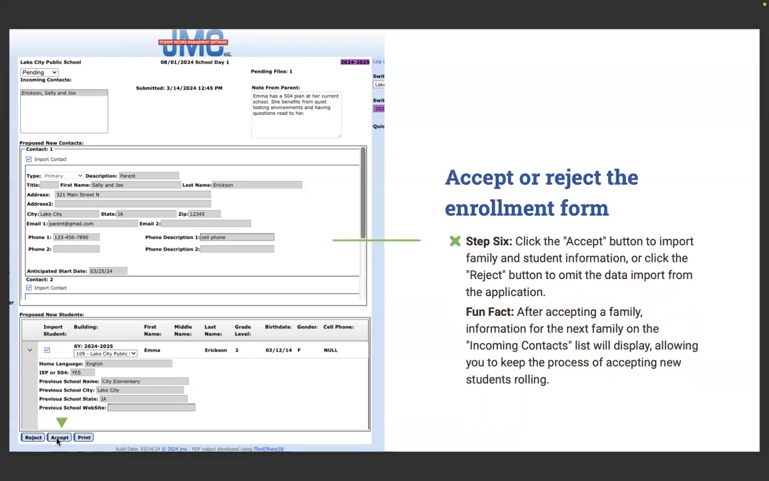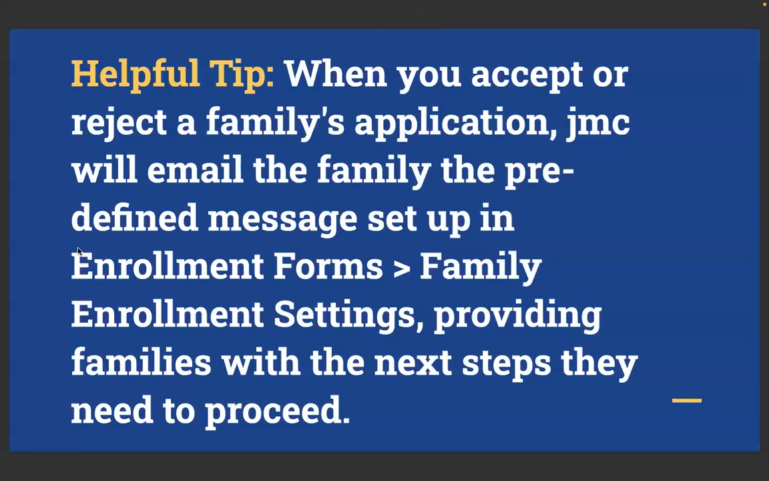So if you click that accept button, you're going to accept everything with that checkbox, every contact with the checkbox, every student with the checkbox. If you click the reject button, you're going to reject all of the data that's here. Fun fact, after accepting a family, information for the next family will automatically display on the incoming contacts list, allowing you to keep the process of accepting new families rolling. So as I finish up with the Ericksons, if I had another family here, the new family would automatically display there as well.